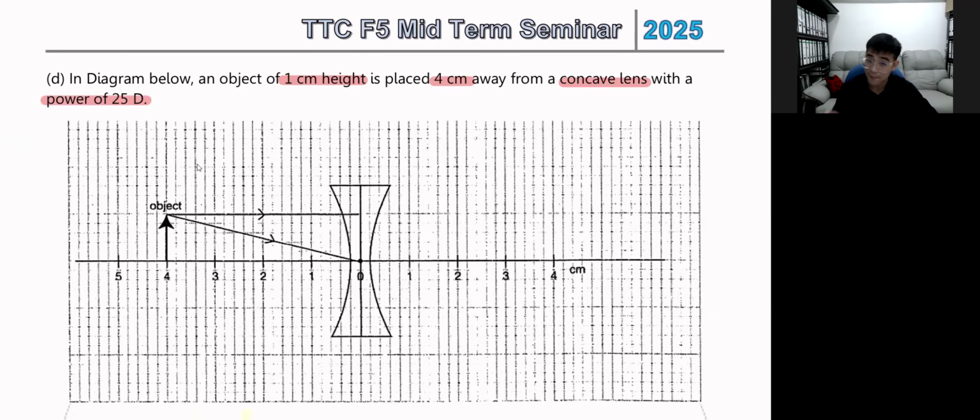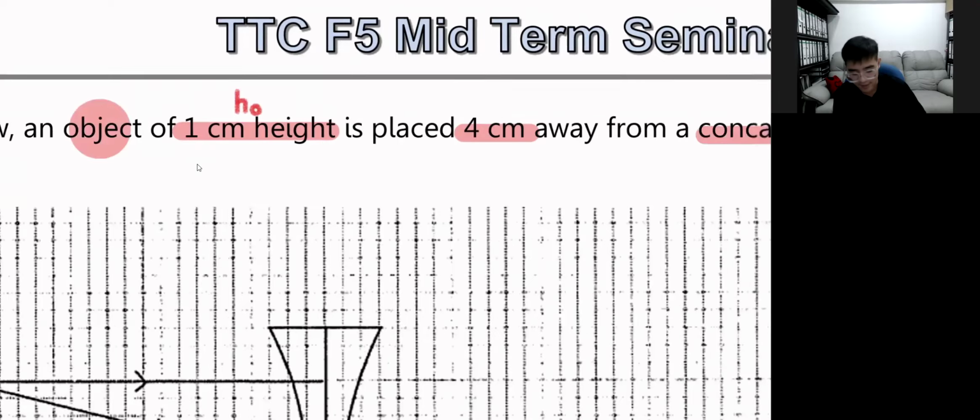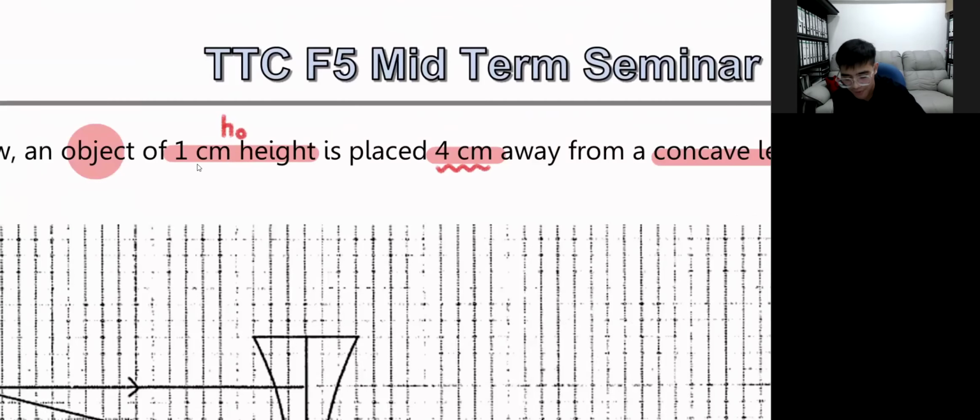First, we start from the easy one. This one is the height of the object, so you have to label it. Remember, I told you before, label all your information. Height of object, we label it as HO. And then, because the object is 4 cm away from the lens, do you still remember what we call this information? The distance between the object and the lens is called the object distance.